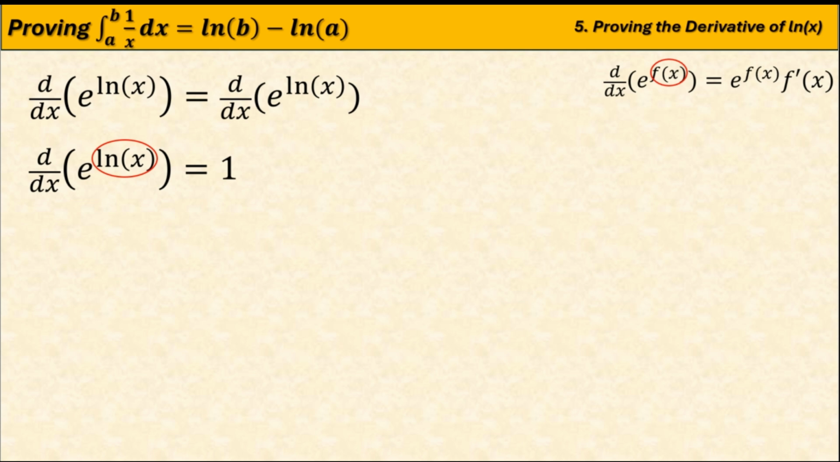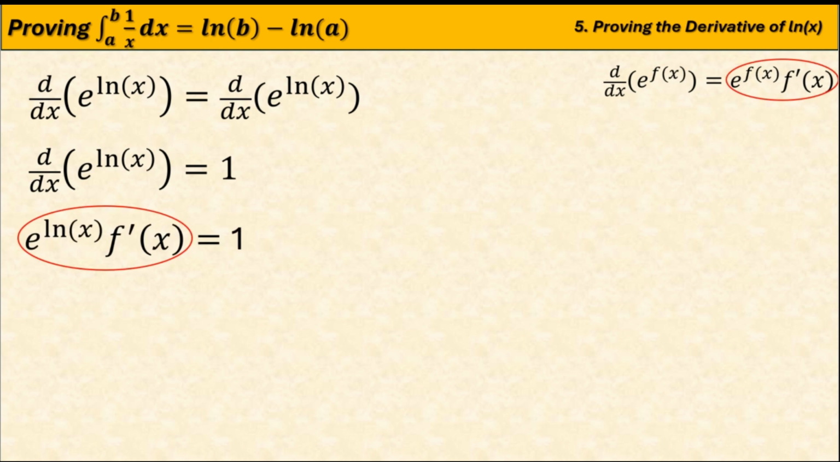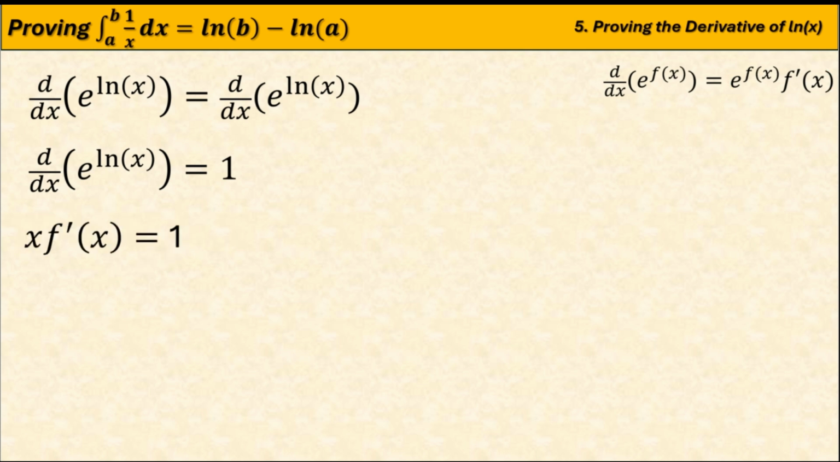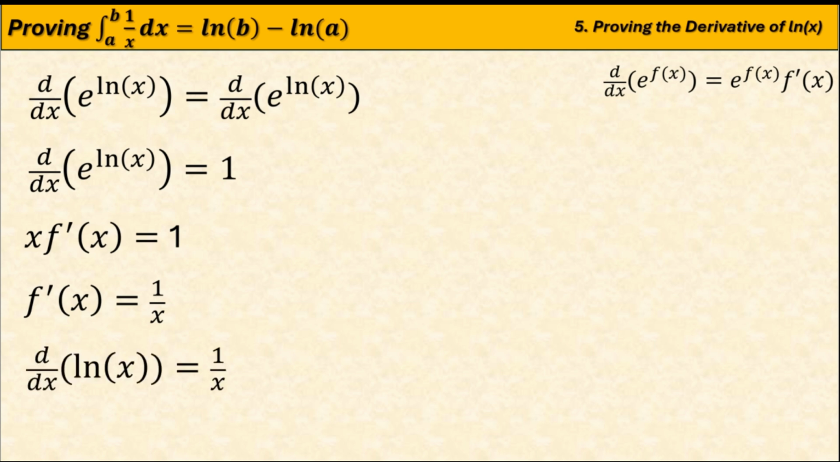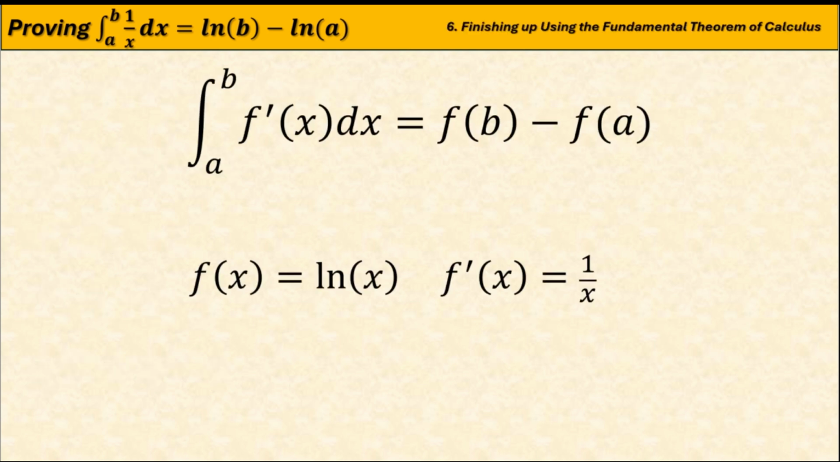Notice that we can call f of x equal to the natural log of x, and we can use the formula in the top right. Using the formula, we can see that we are left with e to the natural log of x multiplied by the derivative of f of x, where recall f of x is the natural log. And of course, we know that e to the natural log of x is just x. Now divide both sides by x to solve for the derivative of f of x. This allows us to prove that the derivative of natural log of x is 1 over x, since recall f of x is the natural log of x.